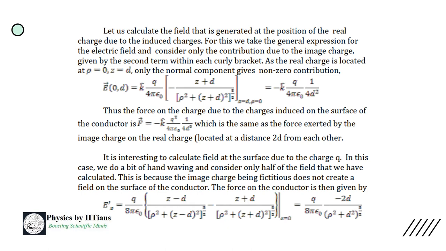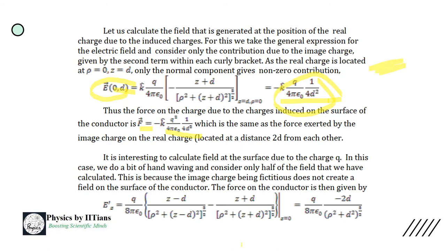Look here, suppose we are going to find the electric field at a point 0, 0, d due to this induced charge that is induced on the plane conductor. So it will become E equals minus k cap into q by 4 pi epsilon naught into 1 by 4 d square. This will be the electric field, and the force, F equals Q into E, will become minus k cap into Q square by 4 pi epsilon naught into 1 by 4 d square.